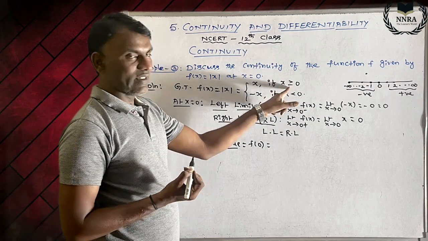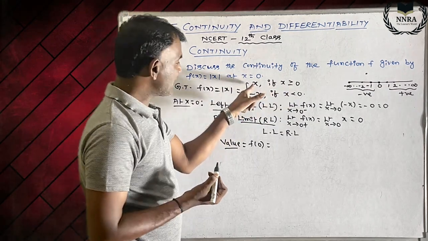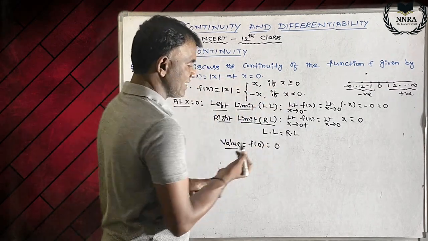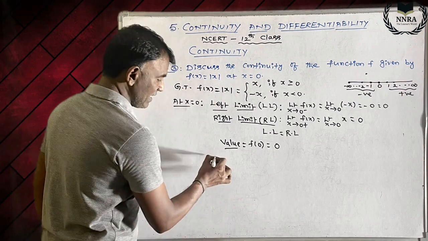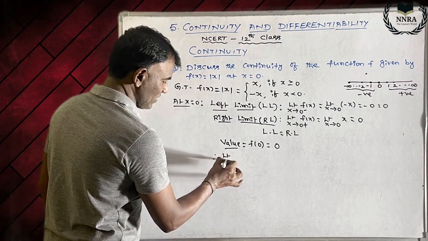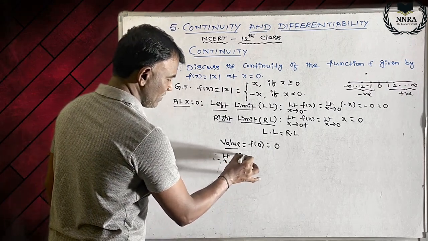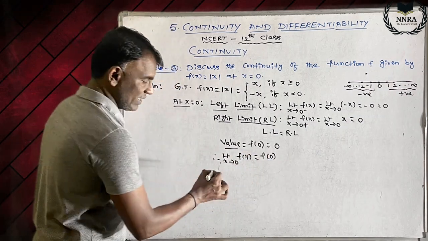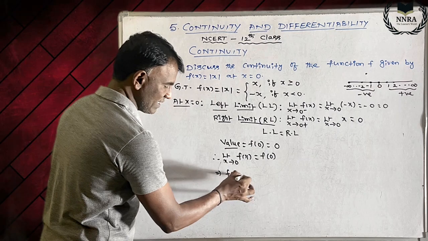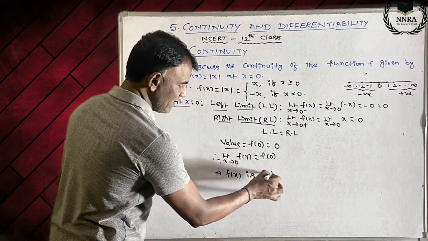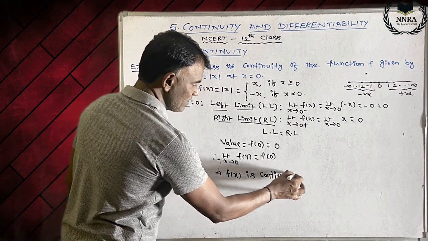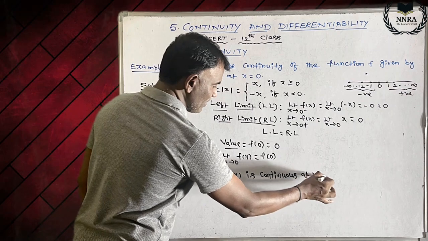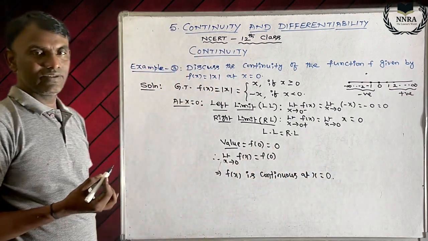So x = 0 is here. Again substitute x = 0. Then it is also equal to 0. Then limit x tends to 0 of f(x) = f(0). Then what is the meaning of this? f(x) is continuous at x = 0. This is the answer. Got it?